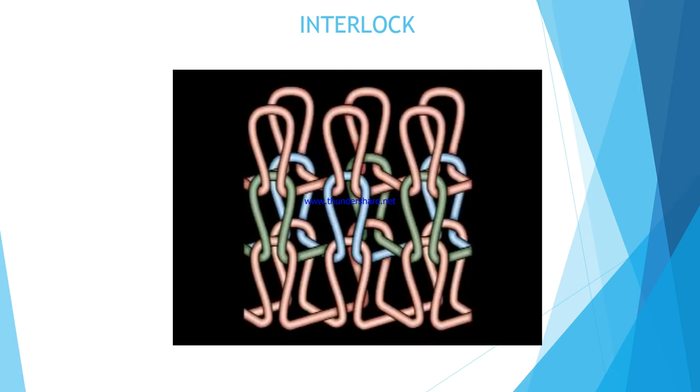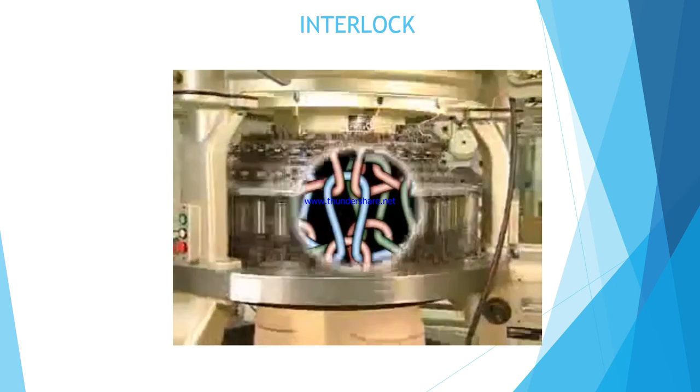Because loops interlock and alternate from the front to the back, the structure of interlock fabric is much more rigid and stable than that of a rib. At closer inspection, you can see that interlock is the meshing or interlocking of 2 1x1 rib courses. This prevents adjacent wales from having mobility.